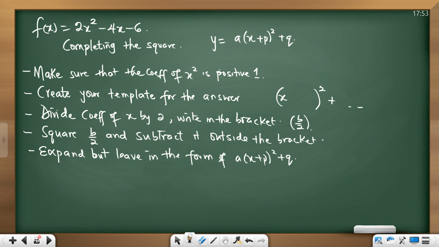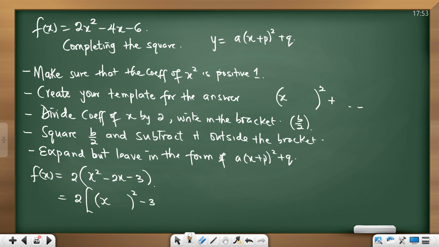What's the first thing? Make sure the coefficient of x squared is positive 1. So what do we do? Factor out 2. So it means my f of x will be equal to 2 into bracket x squared minus 2x minus 3. Already I've done the first step. Second step, create your template for the answer. Easy. It's 2 bracket because there's a 2 there. So, pam, pam, pam, I have my x. But the negative 3 comes outside. Make sense? The negative 3 stays outside.